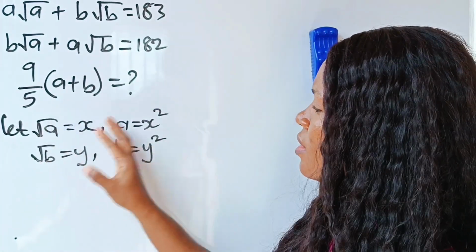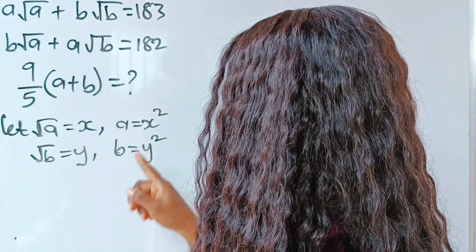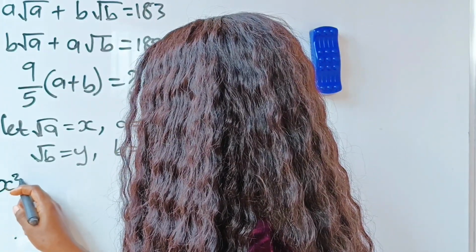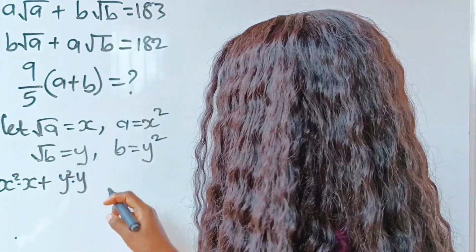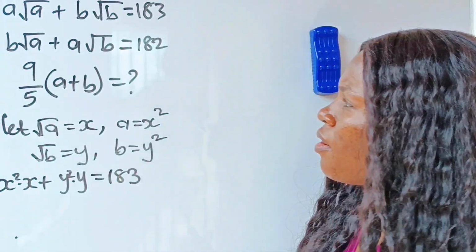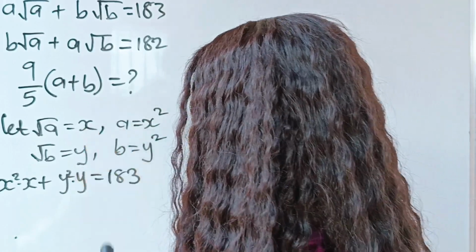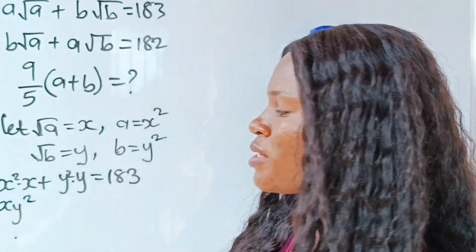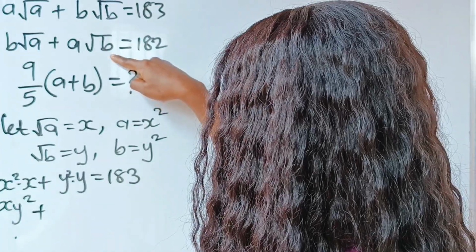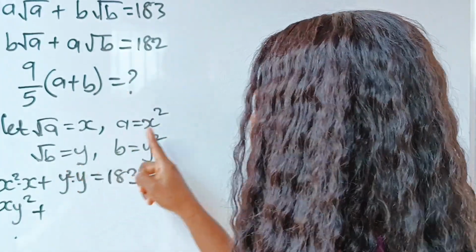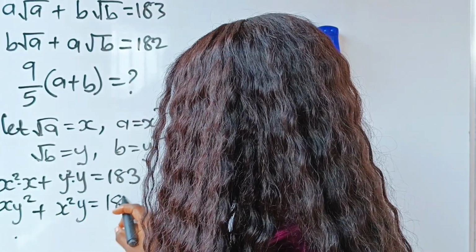Now we are going to substitute everything here into these equations carefully so that we don't make mistakes. So we have a root a, that should be x squared multiplied by x, right? So we have x squared multiplied by x plus y squared multiplied by y is equal to 183. Now for the second equation, b root a should be y squared multiplied by x, right? Like I said, be careful, please. That is y squared multiplied by x plus our a, which is x squared, multiplied by root b. Root b is y. So it's going to be x squared multiplied by y is equal to 182.